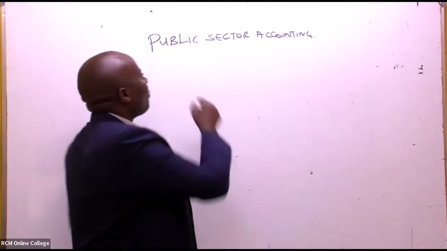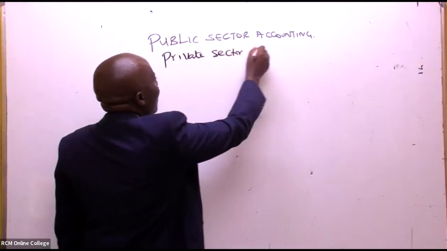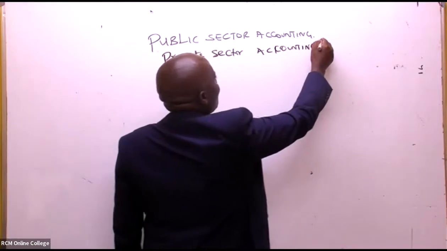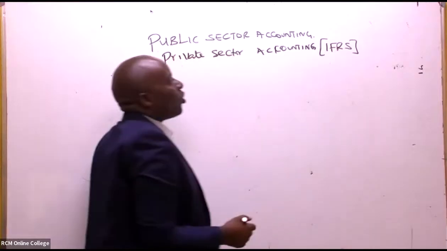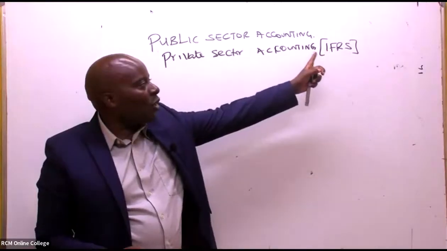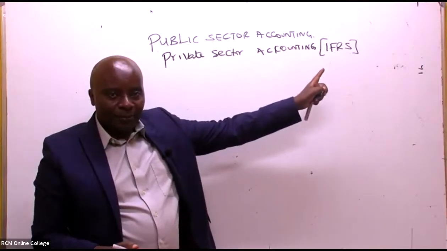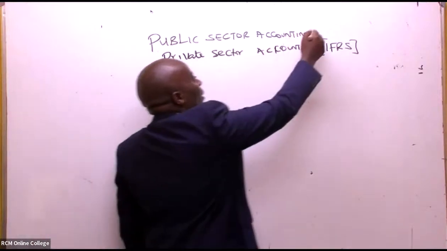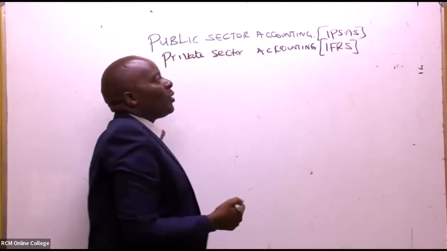So when we talk of private sector accounting, in terms of financial reporting, the financial reporting framework is what we call IFRS, International Financial Reporting Standards. So the private sector uses IFRS, and the public sector uses what we call IPSAS to prepare their financial reports.